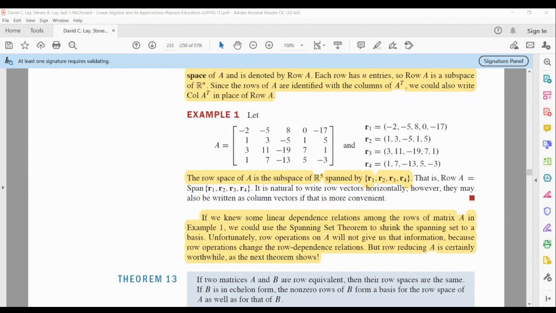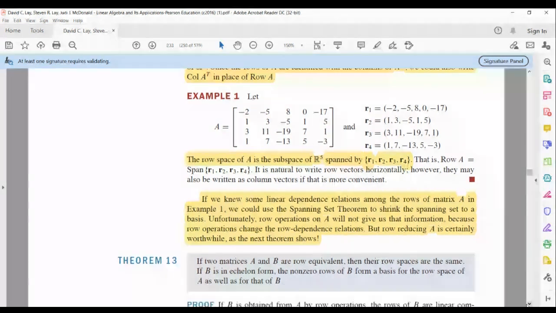So the row operations preserve the linear dependence relationships among the column vectors of A. However, in regards to the row vectors of A, row operations actually change the row dependence relationships. Okay, it will change that. So it doesn't work for the row space. But there's a theorem that demonstrates that it's still helpful to do the row operations.